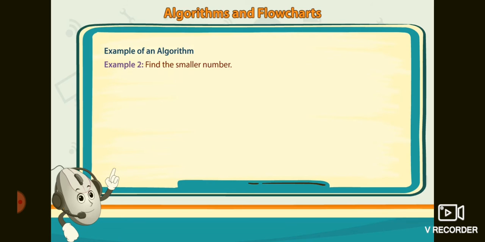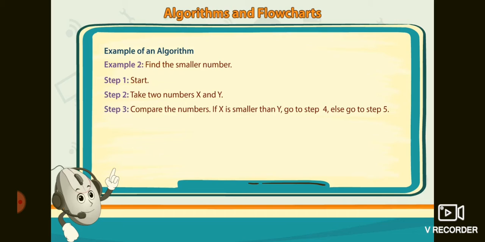Next, find the smaller number. अगर आपके पास दो नंबर है और एक को आपको स्मॉलर फाइंड आउट करना है तो क्या होगा प्रोसेस, first you will take the Start, then you will take two numbers, that is x and y.